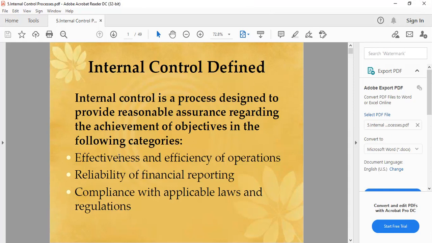We would be able to have effectiveness and efficiency of operations, fairness and reliability of our financial reporting, and compliance with applicable laws and regulations. And just a side note, with respect to these objectives, these are also the types of audits that we should know of. We have the operational audit, the financial statements audit, and the compliance audit. And of course, the operations audit is actually one course or subject in the new curriculum.